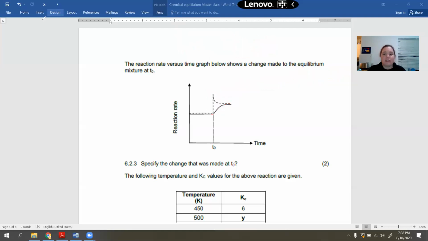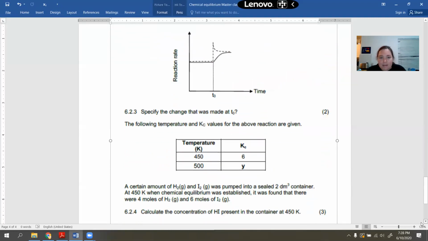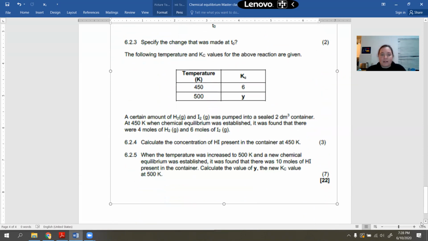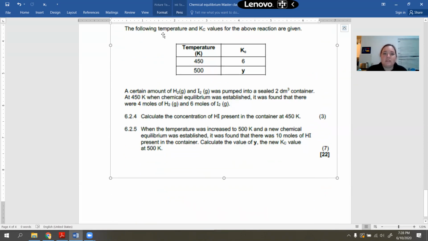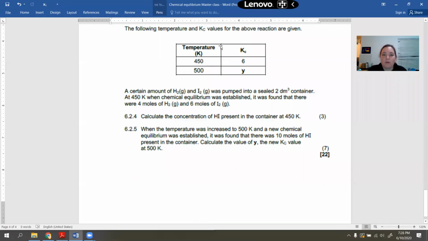Then we have a Kc calculation that's a little bit of a nasty one. It says the following temperature and Kc values for the above reaction are given. So we're given the equilibrium constant at 450 degrees, and then we're not told what it is at the slightly higher temperature of 500 degrees.